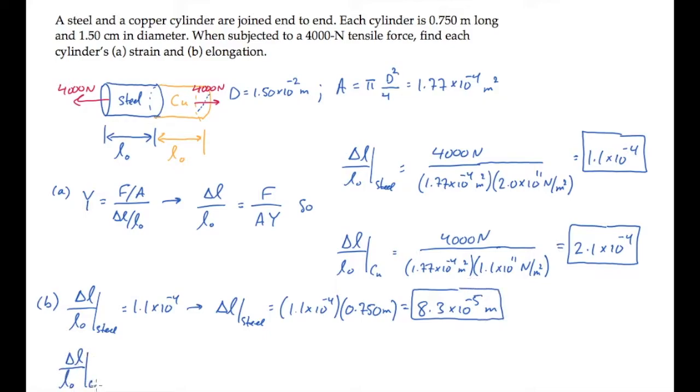Making the same calculation for the copper cylinder, we find that its elongation is 1.6 times 10 to the minus 4 meters. That's how far it stretched as the 4,000 newtons acted on it.